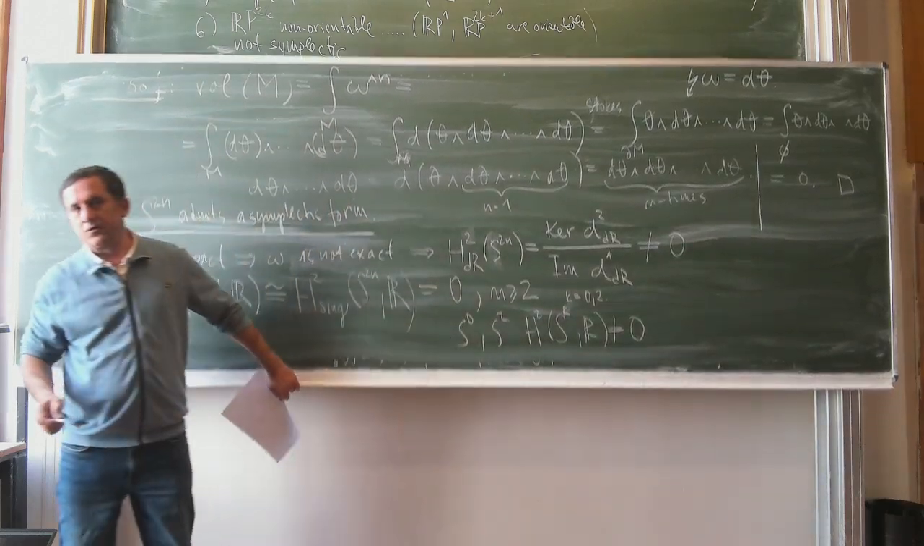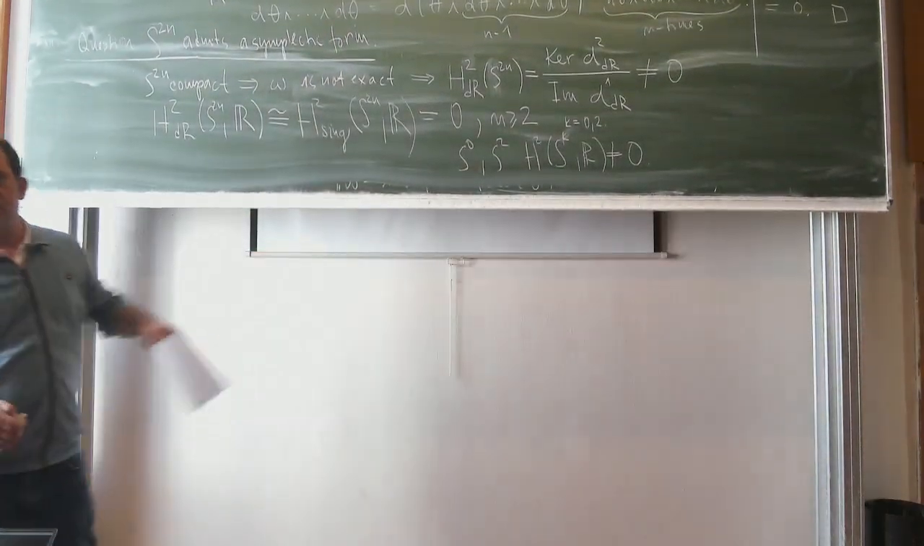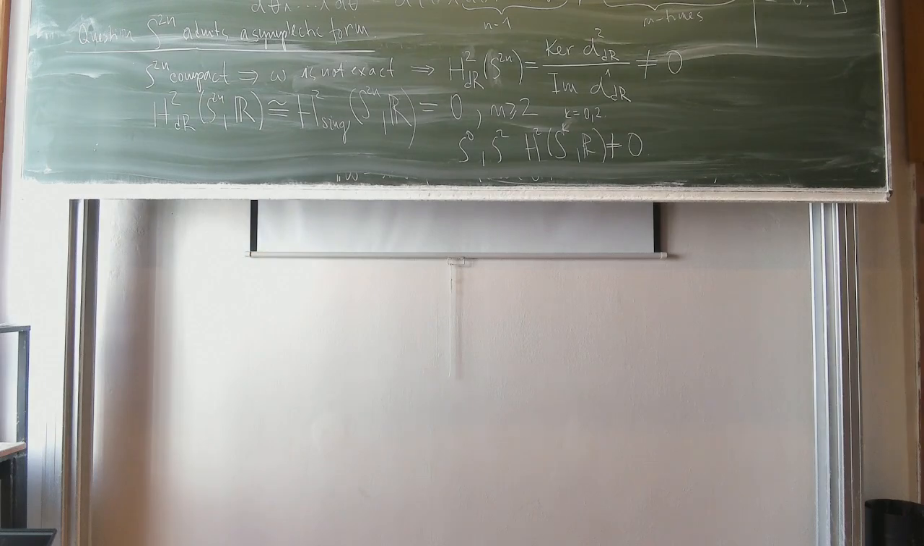S^3 has second cohomology already 0, S^4 as well. So on S^4 there cannot exist a symplectic form. Answering the question also whether it can be a complex Kähler manifold: not, because it is not symplectic.